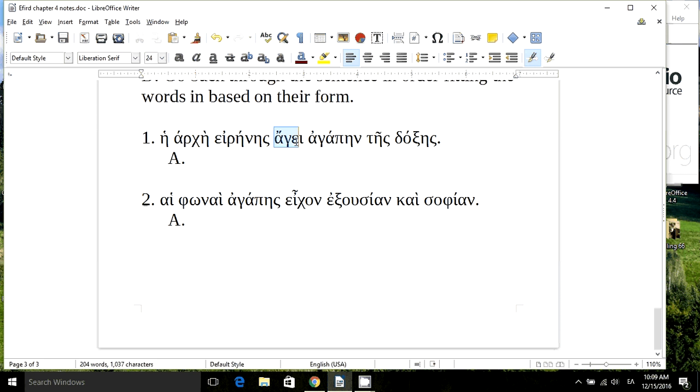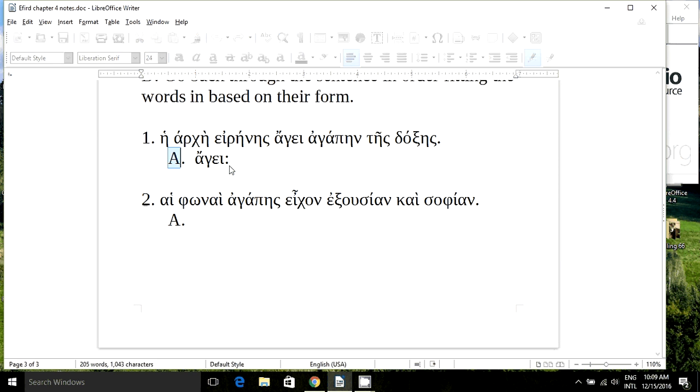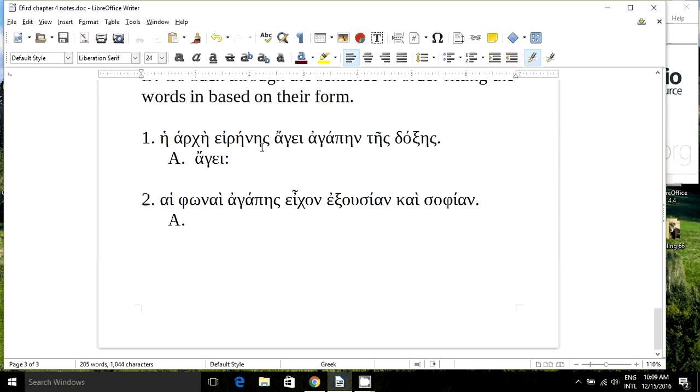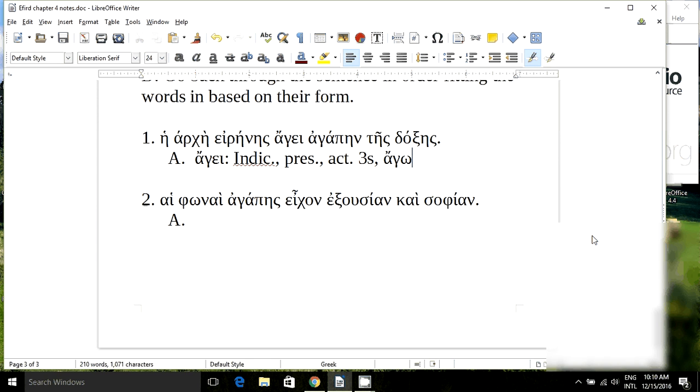Where's the verb? This is the verb. Age is the verb. So I copy it down, little A, nicely indented. I want your notebook to be very neat. And now I'm going to parse this. Well, that is indicative, present, active, third singular from the verb ago. And so if I translate that, that's going to give me he, she, or it leads.